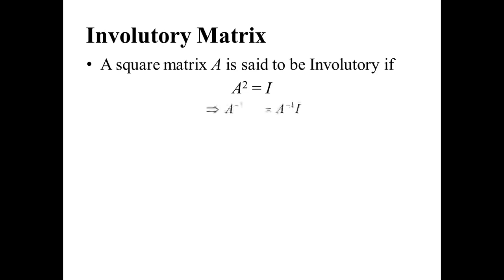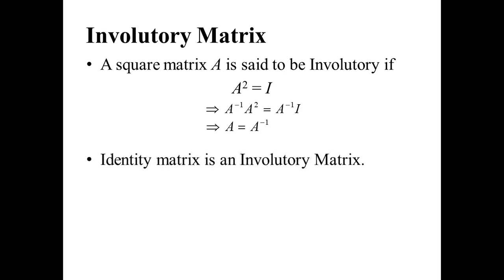On pre-multiplying by A inverse on both sides, we have A equals A inverse. So we can say that a matrix is said to be involutory if it equals its inverse. Means if you have a matrix which is equal to its inverse, then the matrix is said to be an involutory matrix. And we know that the inverse of the identity matrix is again an identity matrix. So the identity matrix is an involutory matrix.